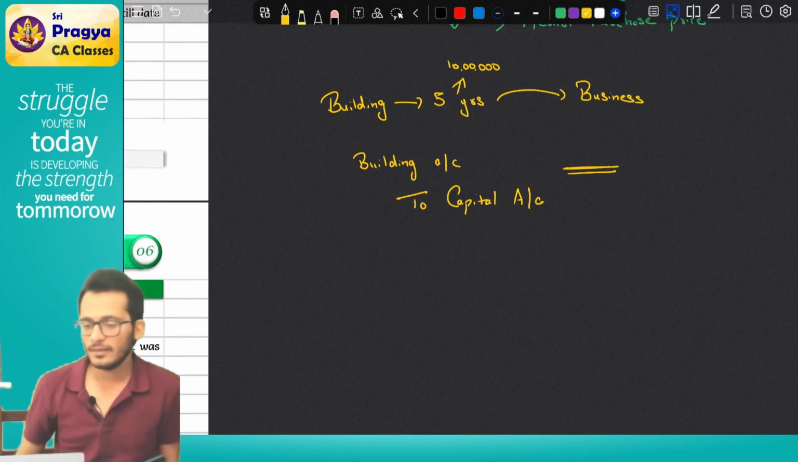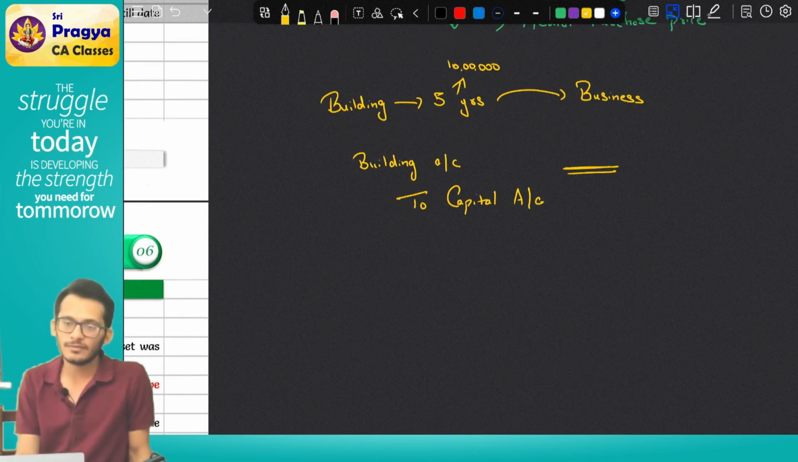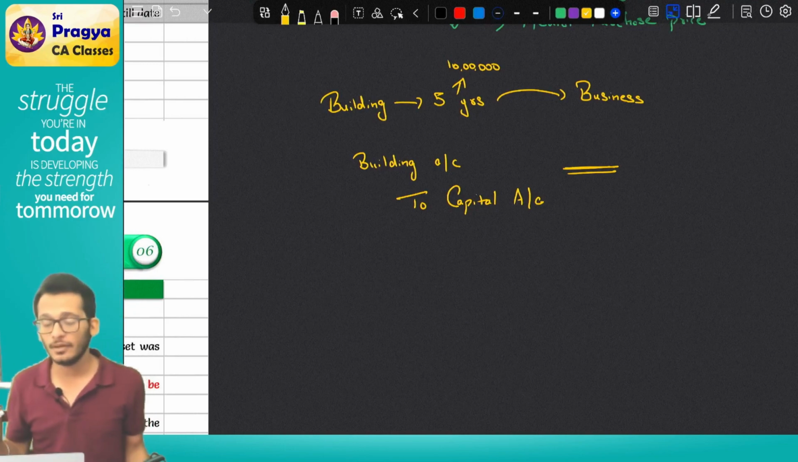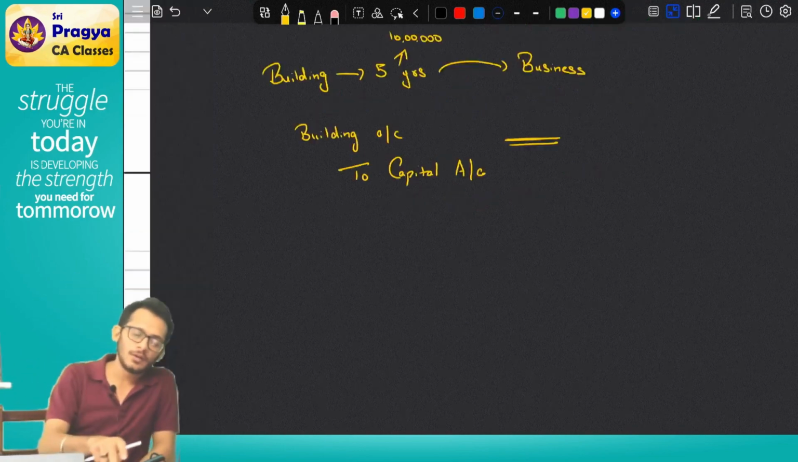Income tax says do one thing. Assume the building was always in business. Find out what would have been the depreciation today. Find out what the WDV would have been today. What is the meaning of that, Rahul?